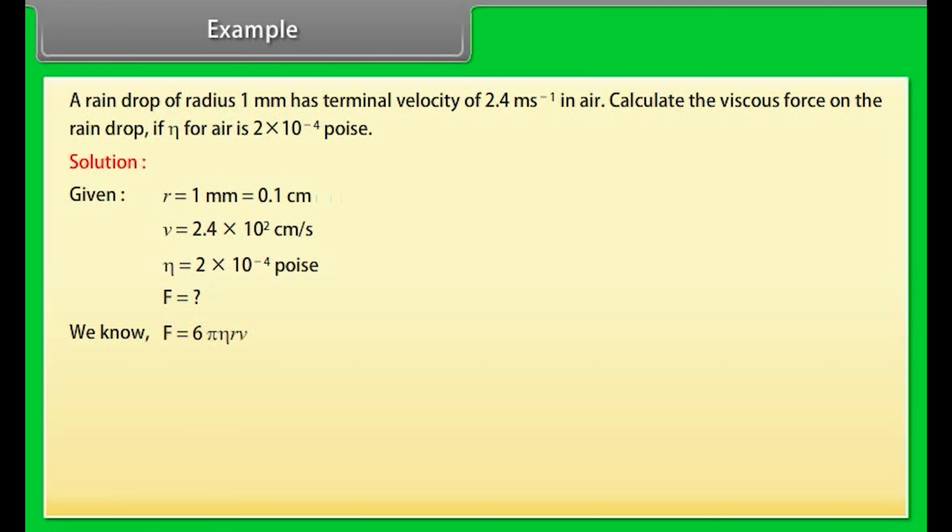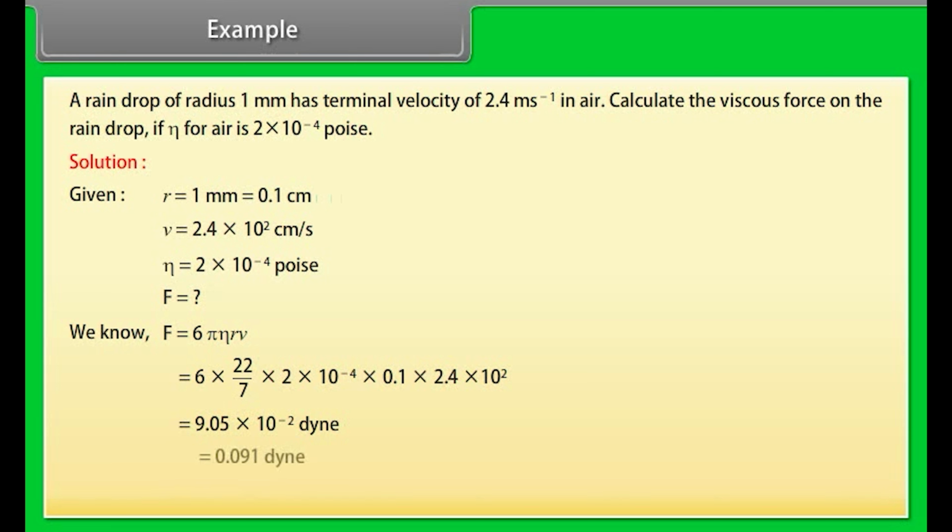We know that F is equal to 6 pi eta r v. Putting their respective values in the above equation, on calculating we get F is equal to 9.05 into 10 raised to the power minus 2 dyne, which is equal to 0.091 dyne. Hence, the viscous force on the raindrop is 0.091 dyne.